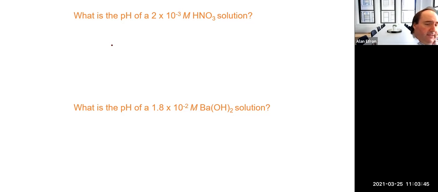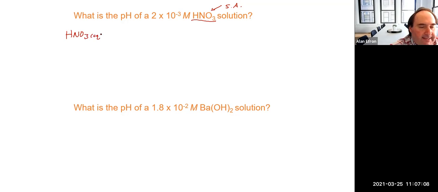So take a couple of minutes here and see if you can figure out what the pH should be for each of these guys. So take a moment here, treating these guys as a strong acid in the first one, and obviously a strong base in the second one. So try to figure out what you need to calculate the pH, try to figure out how to get it, and we'll talk about it here in a couple of minutes.